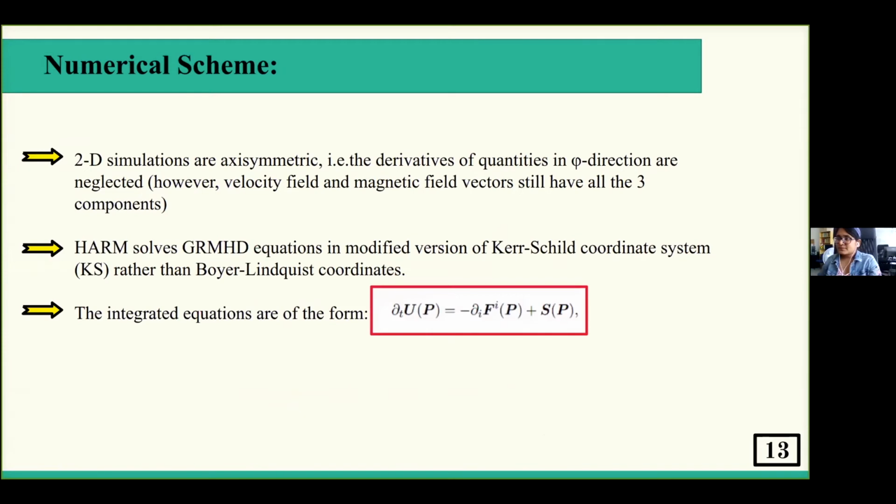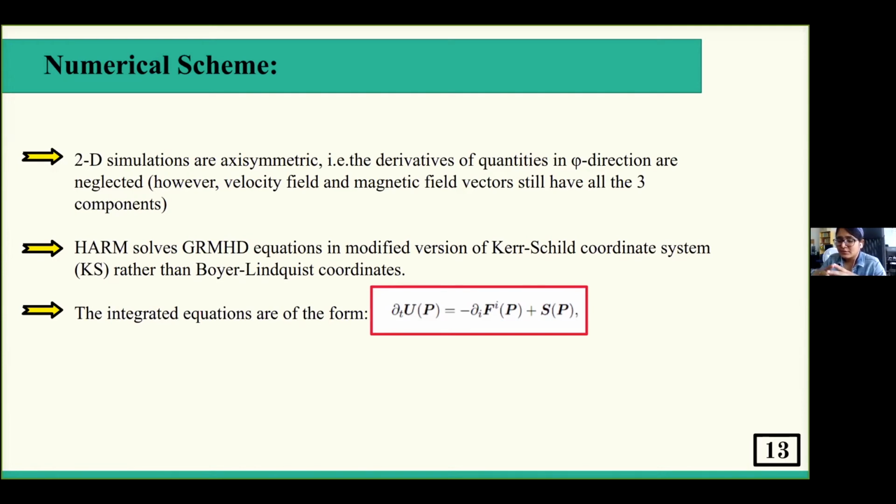Now HARM solves the GRMHD equations in the Kerr-Schild coordinate system. So we don't face problems regarding the coordinate singularity, and matter can flow smoothly through the horizon. The integrated equations are of this form, where U is a vector of conserved variables such as particle number density, energy, or momentum. Fi are the fluxes in the finite volume, and S is a vector of source terms.